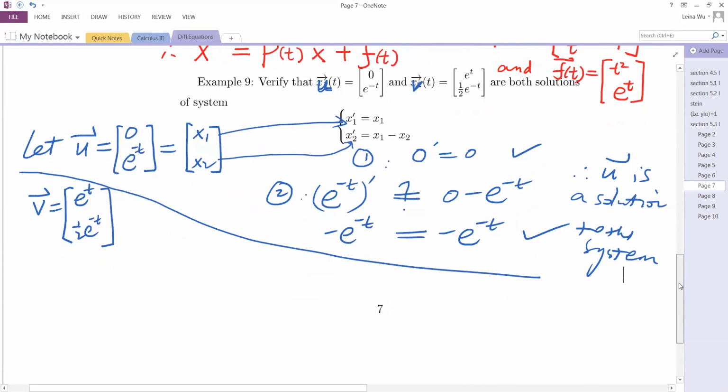Can you do the same thing for the vector v? Okay.